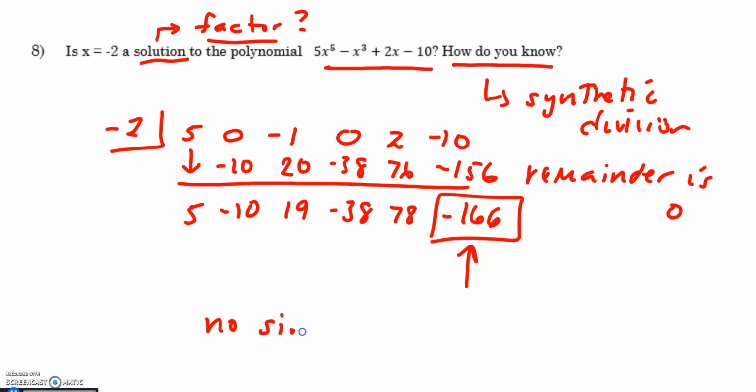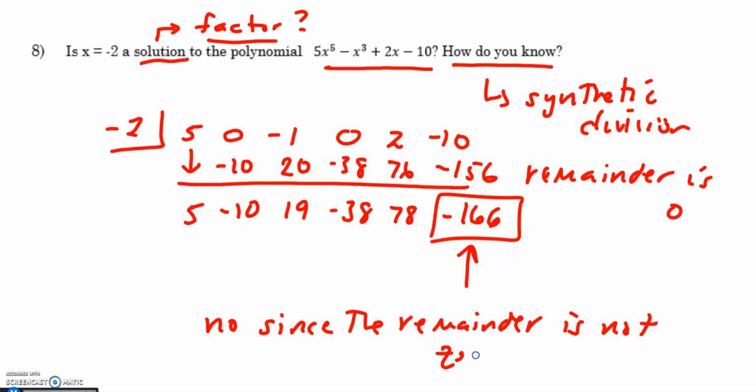No, since the remainder is not 0. Another way you could do this problem is you could plug -2 into this function, and if you did, you would get -166 again, which again would tell you that your remainder is not 0. So it cannot be a factor, cannot be a solution.